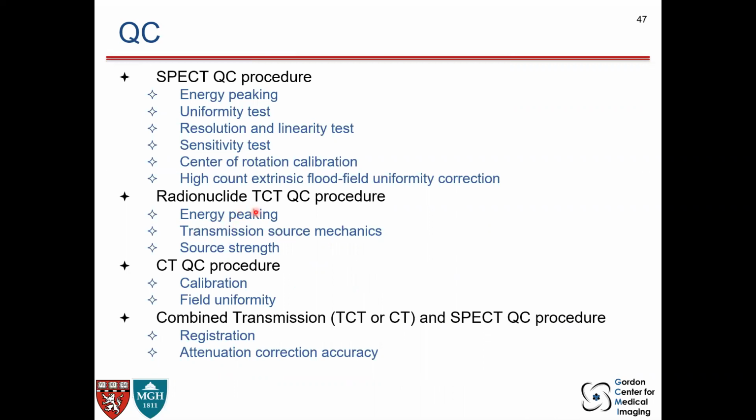And if you have a CT system, if you have a transmission source that you get your attenuation map from, okay, you have to do the QC procedure on that system too. Or if you have a completely standalone CT, you have to do the QC procedure on that component as well. And obviously, at the end of the day, for SPECT and CT, if you have both components, they have to be co-registered, and you do the QC procedure on both as a single system.